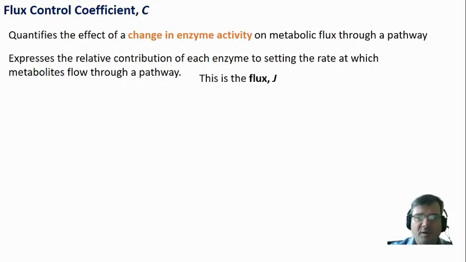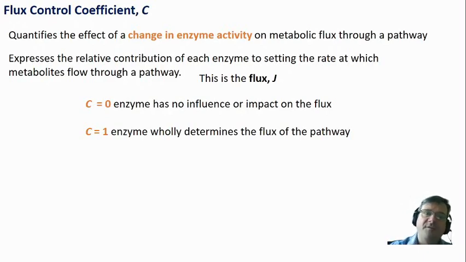Now, flux, the overall flux if you like, is given by the letter J, capital J. If the flux control coefficient C is 0, then this enzyme has no influence or impact on the flux, just as we saw for phosphoglucose isomerase, which did not do anything when we increased its concentration, so it has a coefficient of 0. If the coefficient is 1, the other extreme, this means that the enzyme wholly determines the flux of the pathway.